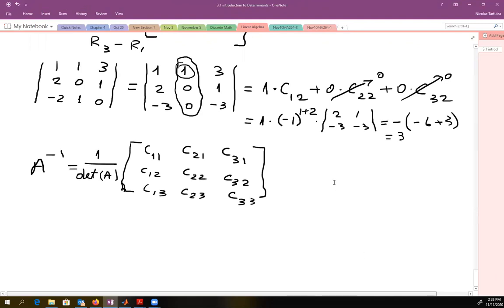I'm going to compute not all of them because it's boring, but let's compute C11. This is -1 to the 1 plus 1. That's the definition. And then you cross out the first row and the first column of the original matrix and take the determinant of what's left. So this is 0, 1, 1, 0. Okay, so what do I have here? -1 squared is 1, minus 1. So this is -1. I got the first entry. Tell me what other entry you want me to compute. I'm not going to compute all 9 of them, obviously.